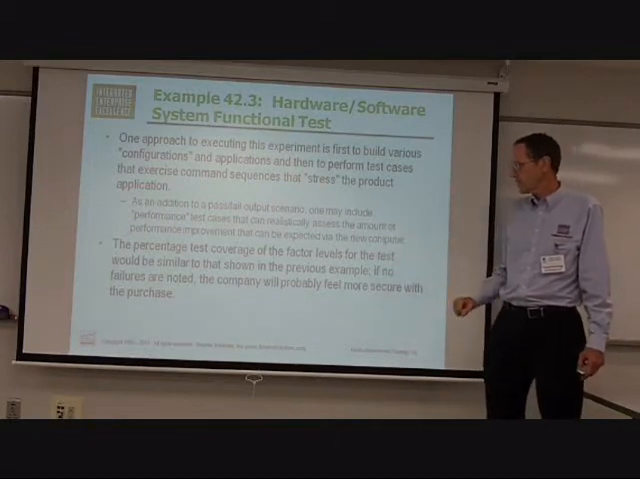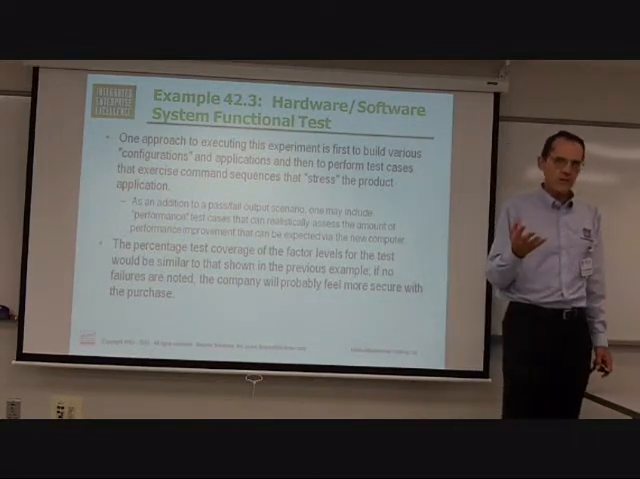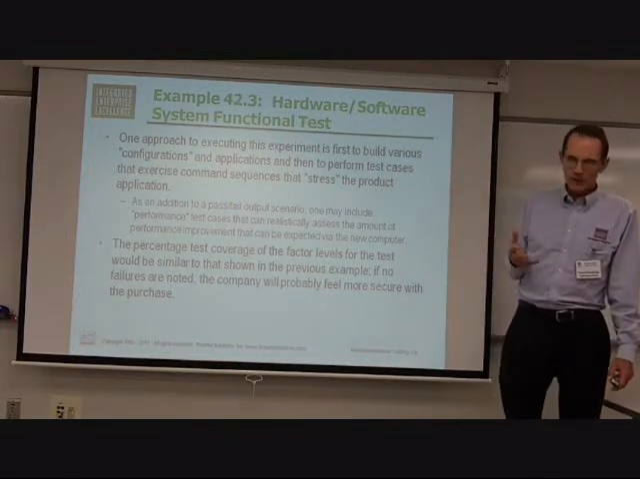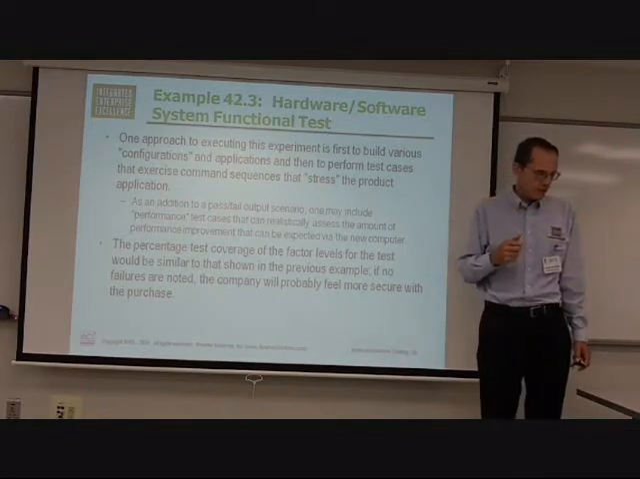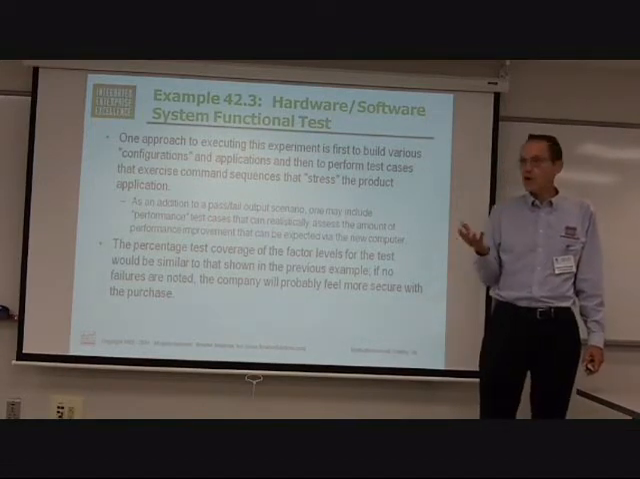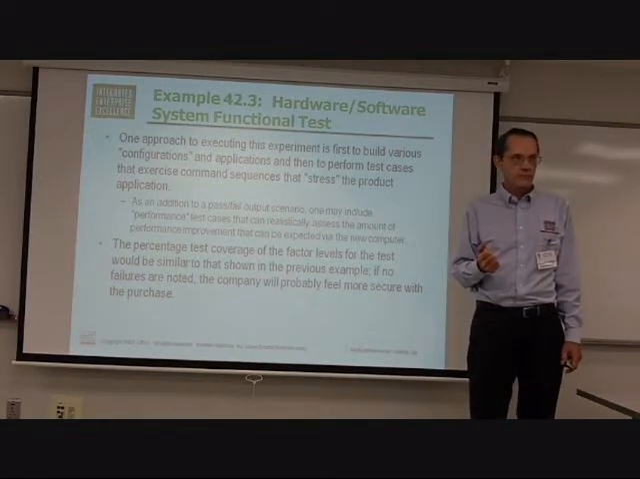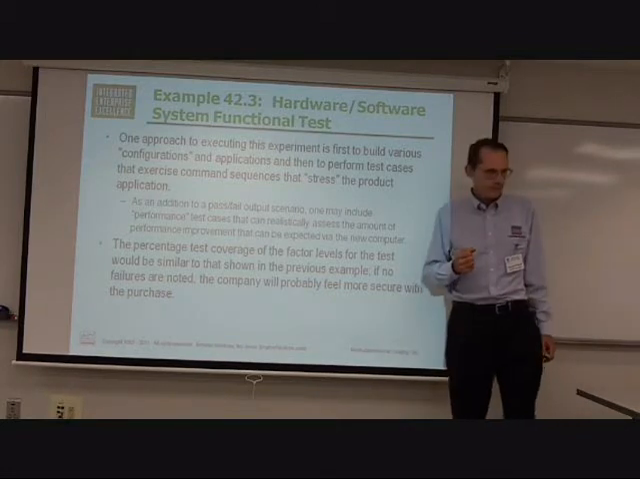So then the percentage coverage for the test would be similar to that shown in the previous example that we talked about, that we came up with. Because in this case we had 8 trials. We got the combination of 3, 2, and 1, and so forth. And if that all worked, then you'd feel comfortable about buying the software and making that change, or about buying the computer.